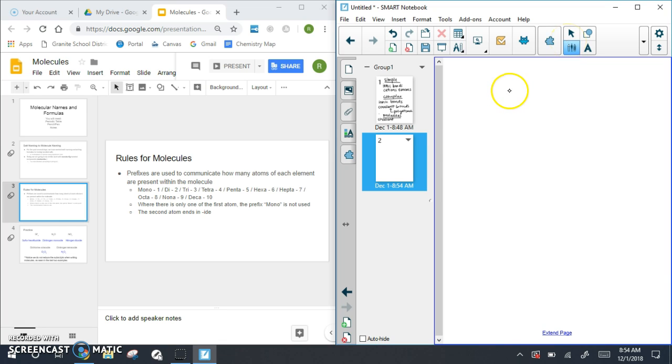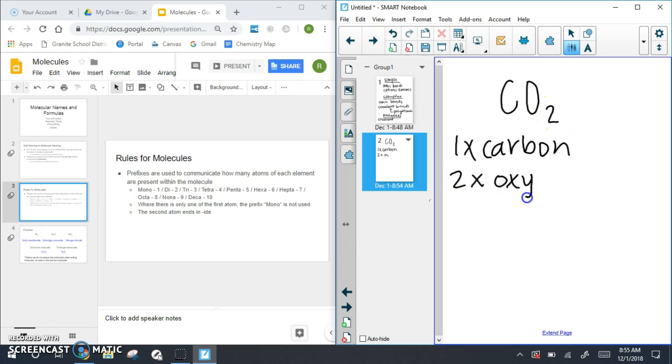When we're writing these things out, we will list the elements, and we'll have to look at whatever the subscript is to find out the prefix. So right here, we don't have a prefix on carbon, so we only have one carbon. And then for the oxygen, we have two of them because we have that subscript there. So we have two oxygens. Now we have to find the prefixes for these. So one is mono, two is di. So we would say monocarbon dioxide.